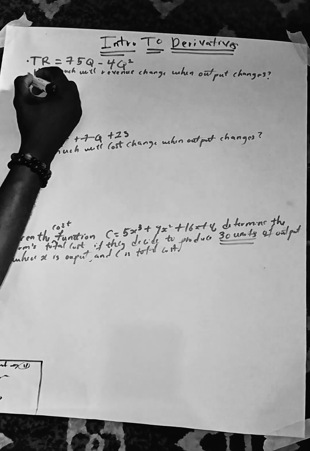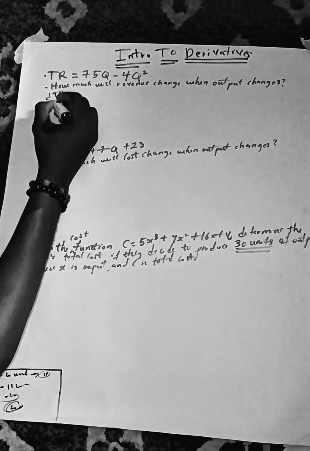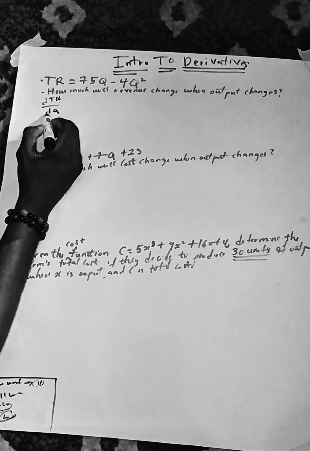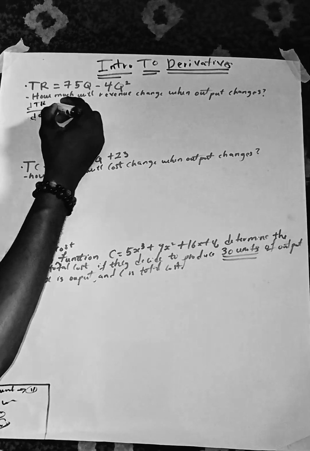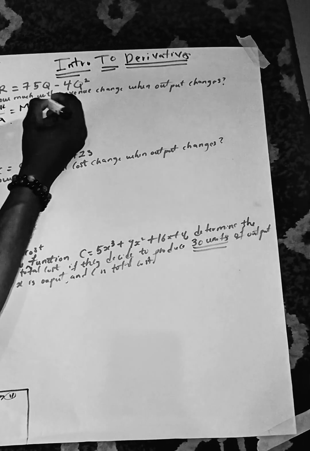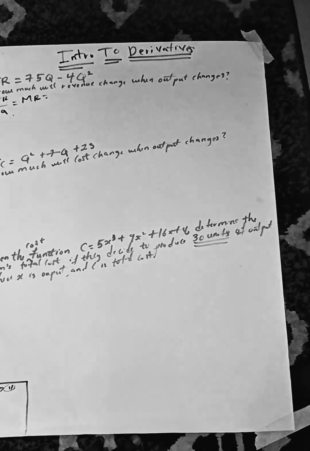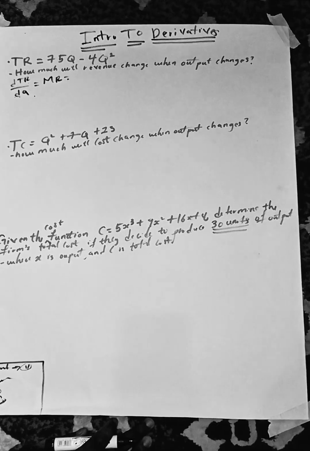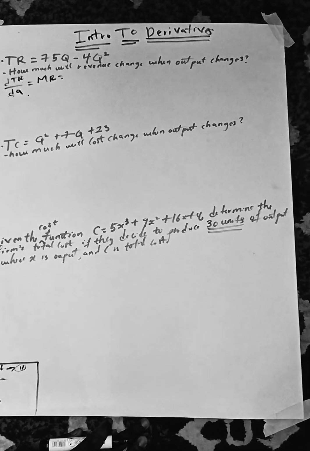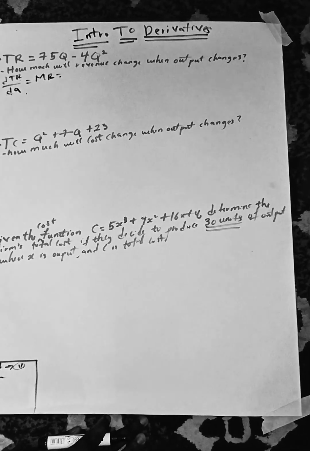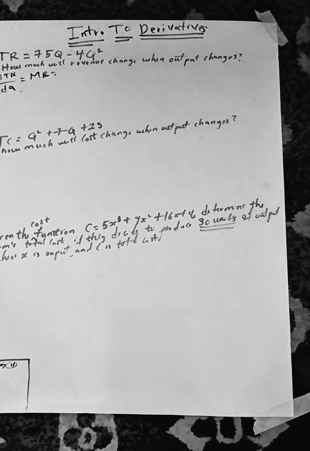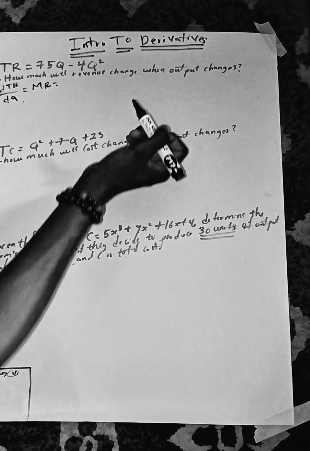So when we differentiate this function, we get dTR over dQ. This is basically saying change in total revenue with respect to a change in quantity, or you can write it as your marginal revenue. So remember, whenever you hear marginal in economics, think derivative, think differentiation. Whenever you hear change in economics, be it change in output, change in revenue, change in cost, think differentiation, think marginal. That's basically a simple hack. So it says, how much will revenue change when output changes? Simple. You just differentiate this function.